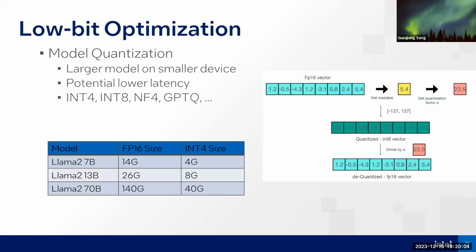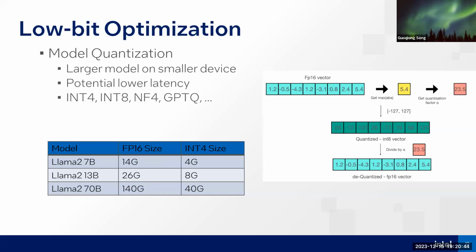If we want to go into a little more detail on low-bit optimization, I put a little bit of math here. We call it model quantization. Generally, the goal is that we can put larger models on smaller devices, because we shrink the size of the model. For example, with this much memory, we can hold more numbers if each number's size is much smaller.